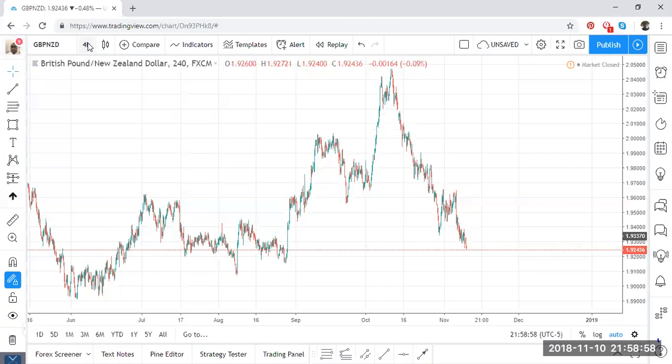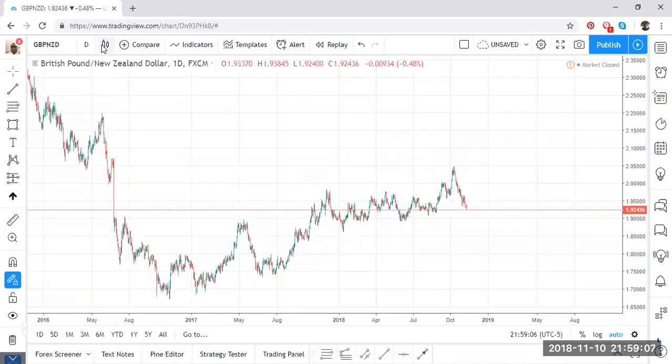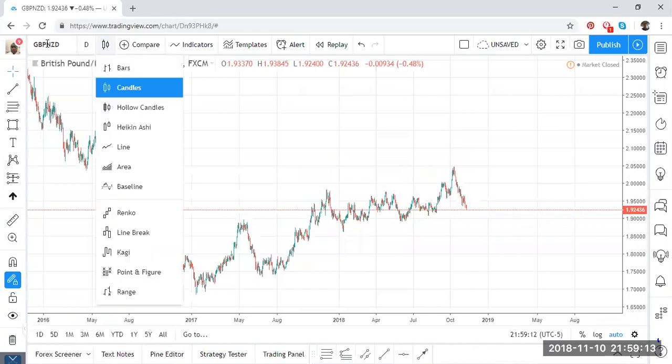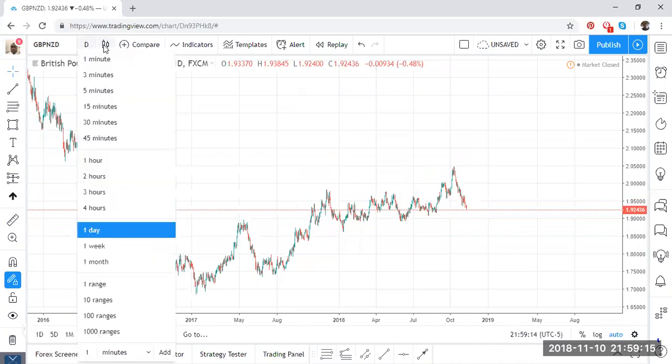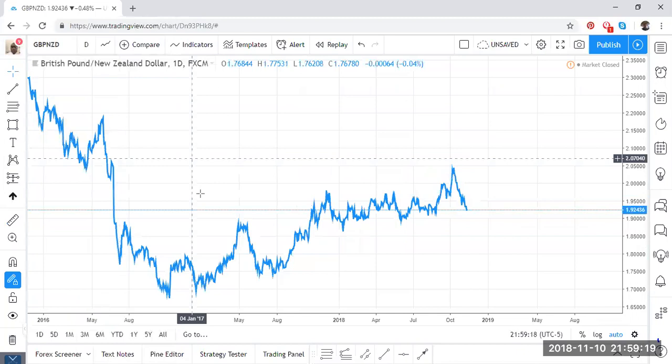If you're drawing up, I want you to trade it from the 4 hour, just how I trade it. That's what I want you to do. So change it to the line. If you're looking at the screen, after the pair name, the time frame, and then the candle, I want you to change that to line.